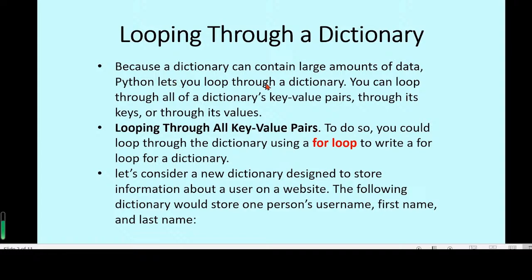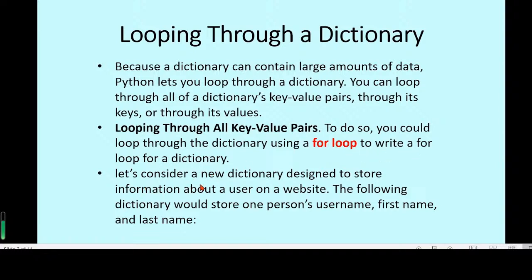Because a dictionary can contain large amounts of data, Python lets you loop through a dictionary. You can loop through all of a dictionary's key value pairs, through its keys, or through its values. So, looping through all key value pairs: to do so, you could loop through the dictionary using a for loop.